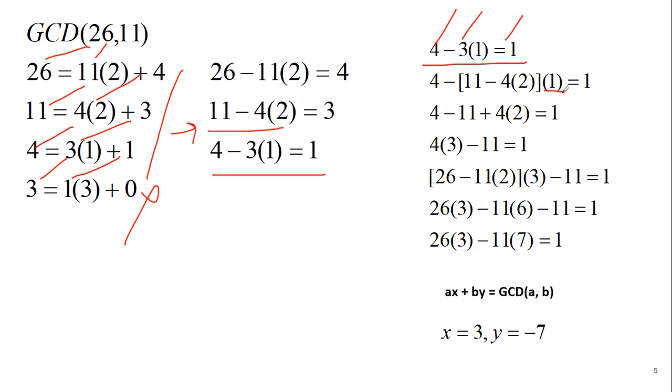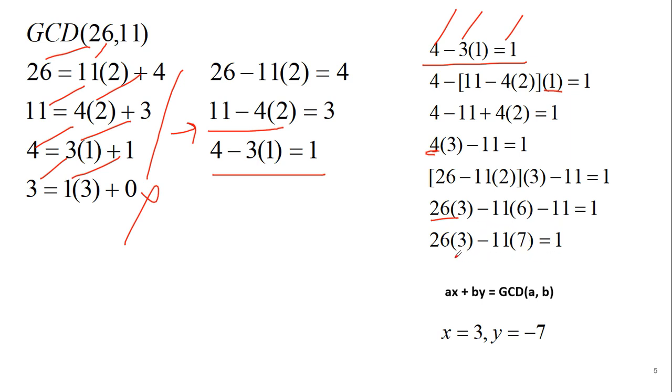As we know, coefficient 1 does not carry, because when we multiply by 1 there is no change, so when 1 is there, we can ignore it. So 4 minus (11 minus 4 of 2) is equal to 1. That gives 4 of 3 minus 11 is equal to 1. Now we have to substitute the value of 4. So 4 becomes (26 minus 11 of 2) in bracket, 3 minus 11 is equal to 1. So 26 into 3 is 3, minus 11 of 2 into 3 is 6, minus 11 is equal to 1. So 26 of 3 and minus 11 of 7 is equal to 1.